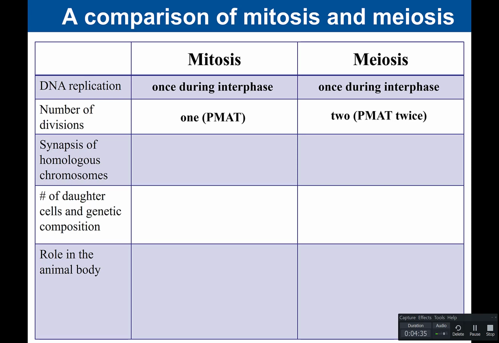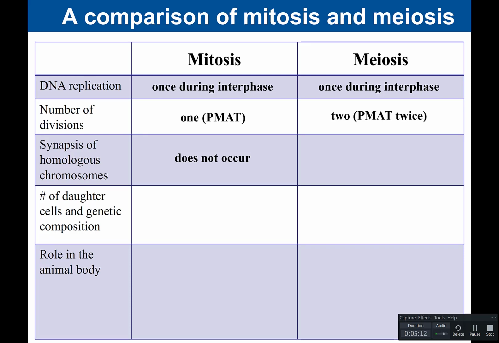We have Prophase I, Metaphase I, Anaphase I, Telophase I. Prophase II, Metaphase II, Anaphase II, Telophase II. Synapsis of homologous chromosomes, meaning crossing over. Does that happen in mitosis? Answer is no, because we're trying to produce genetic copies. So it does not occur in mitosis because crossing over is going to provide genetic diversity. Mitosis is used to make exact copies. So crossing over does not occur in mitosis. However, it does occur in meiosis.